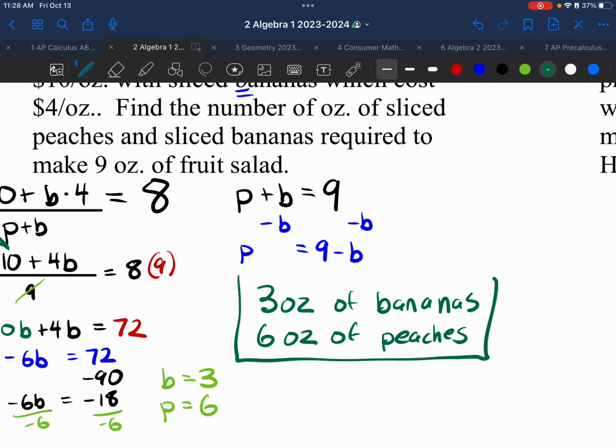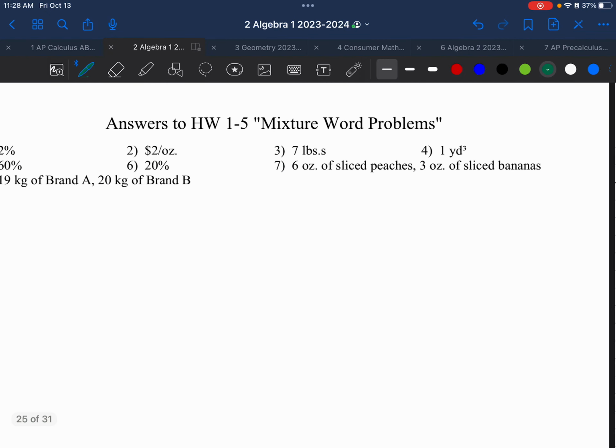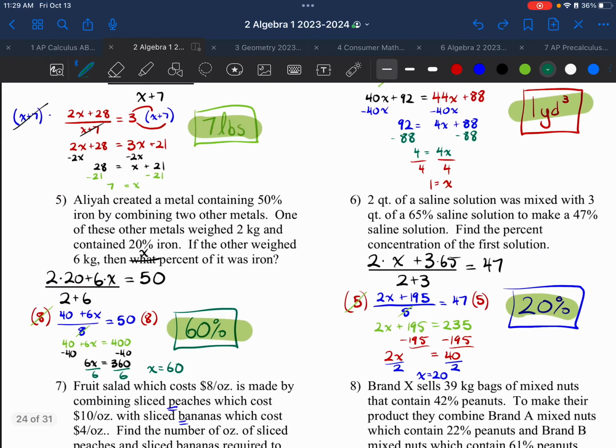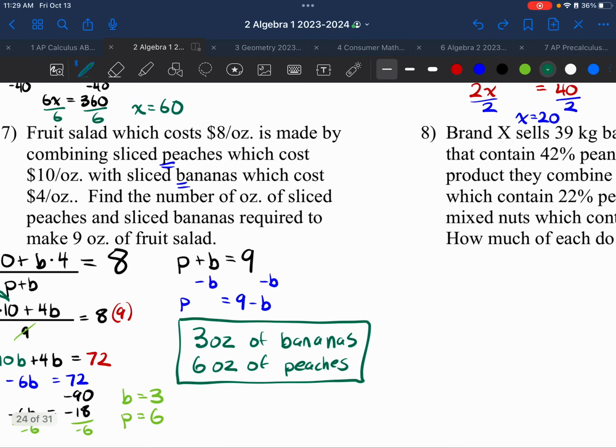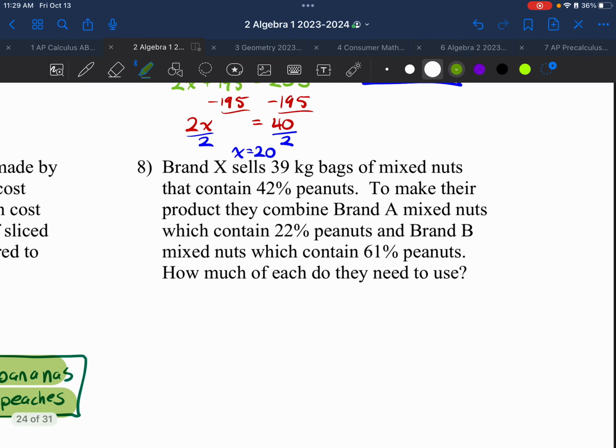And we're going to box our interpretation. Let's go ahead and check our work. 3 and 6. 3 of bananas, 6 of peaches. We got it right. Notice that the answer in the back also interprets it. So I'm going to highlight everything here in green. I want to do that slightly better. There we go. All right, we're on to number 8.